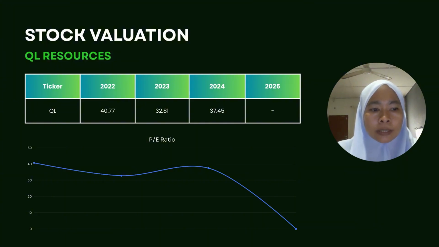Based on the table, the PE ratio was 40.77 in 2022, decreased to 32.81 in 2023, and increased to 37.45 in 2024. This indicates that investor confidence remained positive despite some fluctuations. Overall, the relatively high PE ratios suggest that the market expects QL Resources to continue growing in the future. Now let's move to the technical analysis of QL Resources.